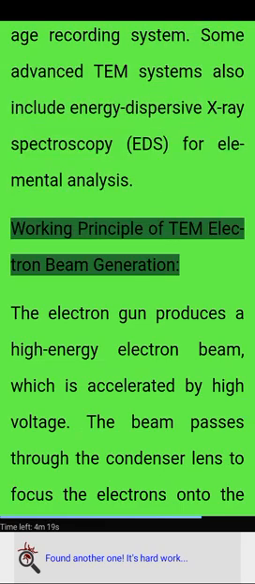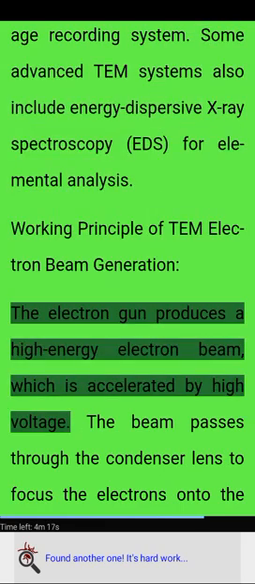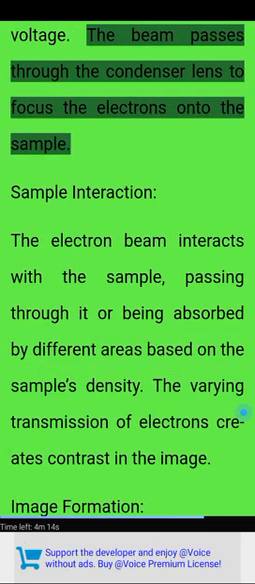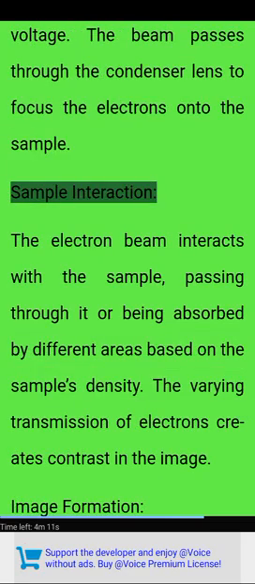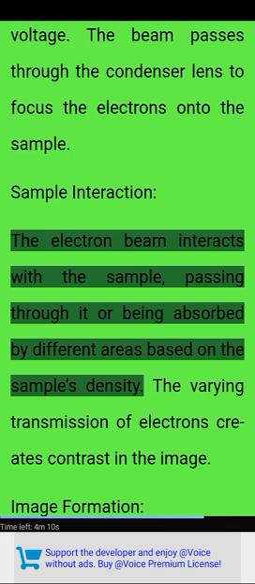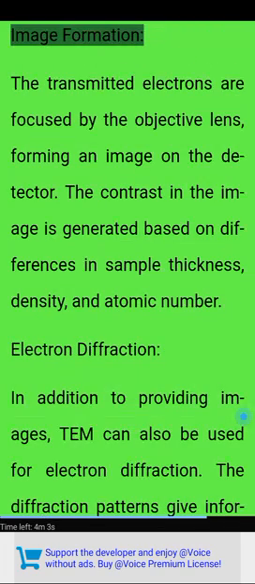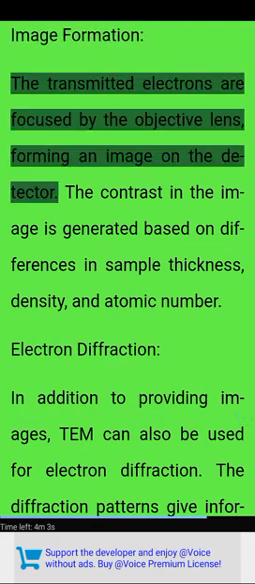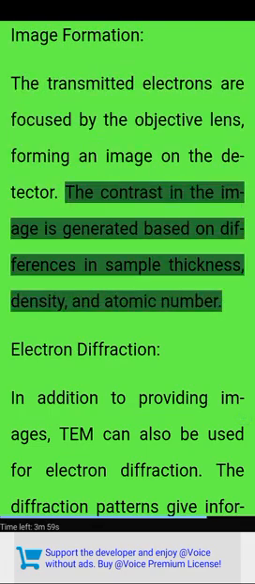Working principle of TEM. Electron beam generation. The electron gun produces a high-energy electron beam, which is accelerated by high voltage. The beam passes through the condenser lens to focus the electrons onto the sample. Sample interaction. The electron beam interacts with the sample, passing through it or being absorbed by different areas based on the sample's density. The varying transmission of electrons creates contrast in the image. Image formation. The transmitted electrons are focused by the objective lens, forming an image on the detector. The contrast in the image is generated based on differences in sample thickness, density, and atomic number.